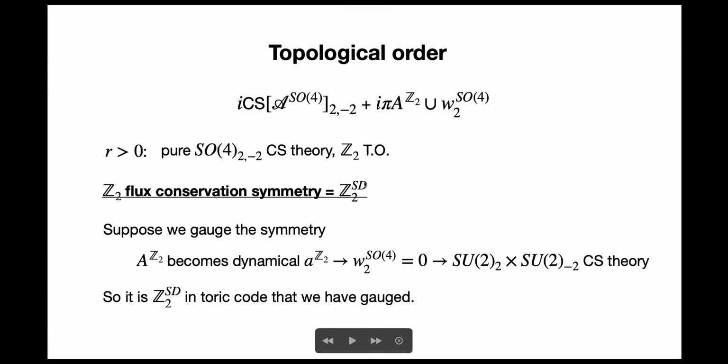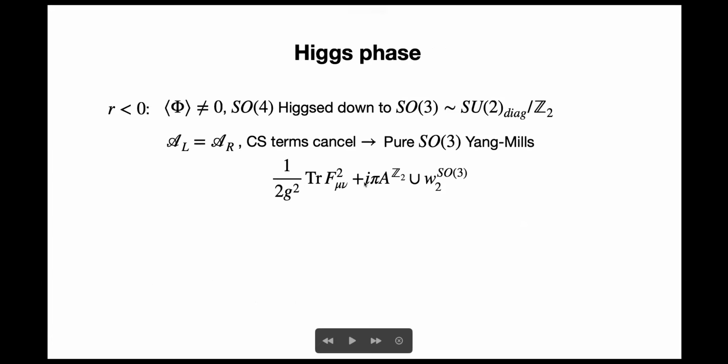So we know that before we gauge the symmetry, we have only the toric code. And in the toric code, there's only a single Z2 global symmetry that when you gauge it, you get this double copy of SU2. So we know that the symmetry we gauge is the Z2 self-duality symmetry. This tells us that self-duality is realized as this flux conservation symmetry. Okay, that completes our story on the positive mass side. We have topological order with self-duality symmetry.